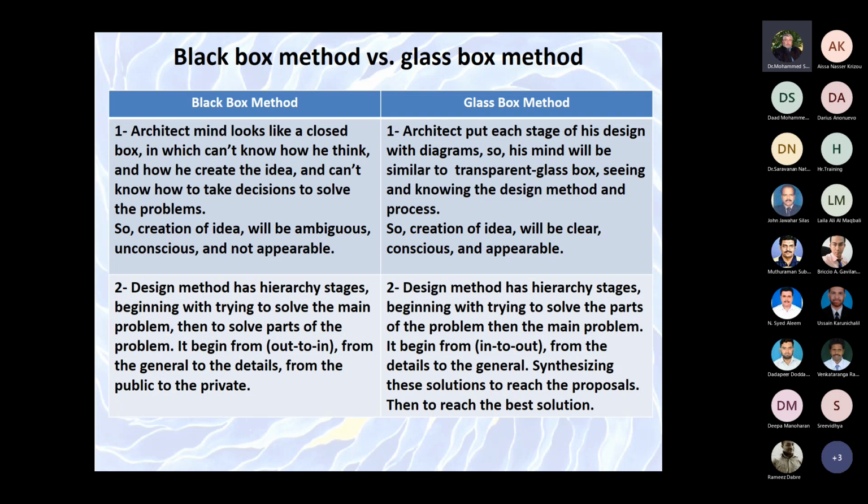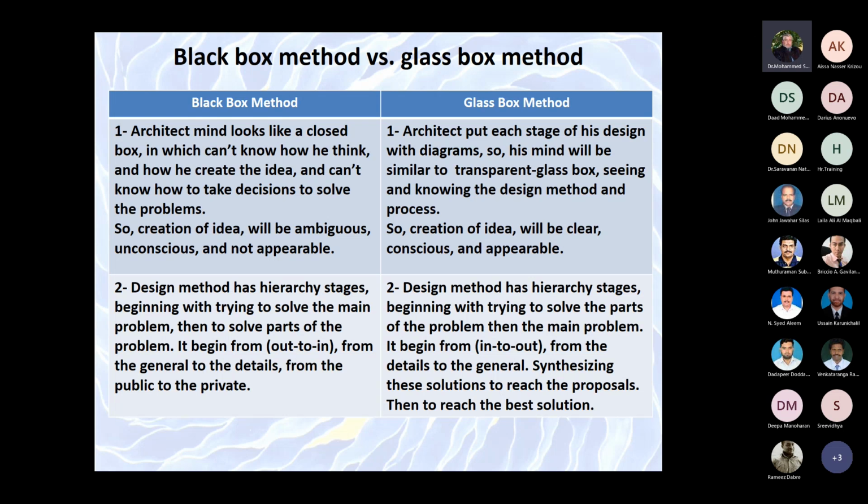Here are the differences between these two methods, the black box and the glass box. In the black box, the architect's mind looks like a closed box, while in the glass box, the architect puts each stage of his design with diagrams, so it is clear on the papers, but the black box is closed in the mind. Also, design methods in the black box have hierarchy stages, beginning with trying to solve the main problem, then to solve the parts of the problem. It begins from out to in, from the general to the details, from the public to the private.